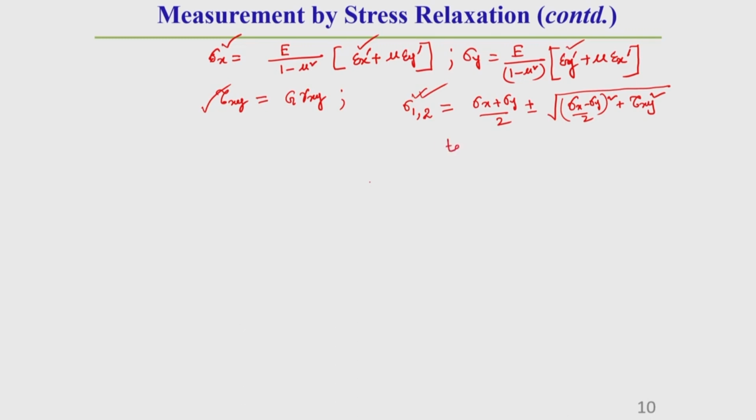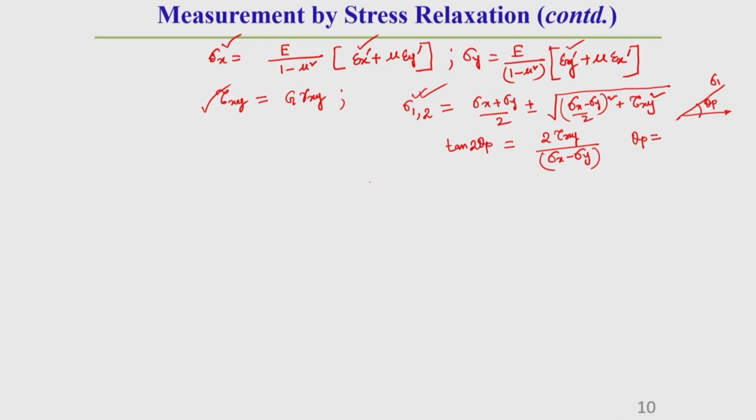So, here you can find out tan 2 theta p is equal to 2 tau xy divided by sigma x minus sigma y. This theta p is called the orientation of maximum principal stress with the horizontal axis. That means, let this be your horizontal axis; with this horizontal axis, you can easily find the sigma 1 or sigma 2 direction.